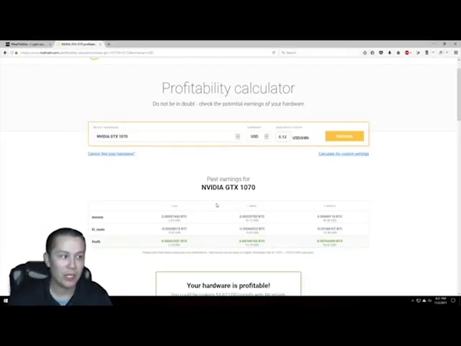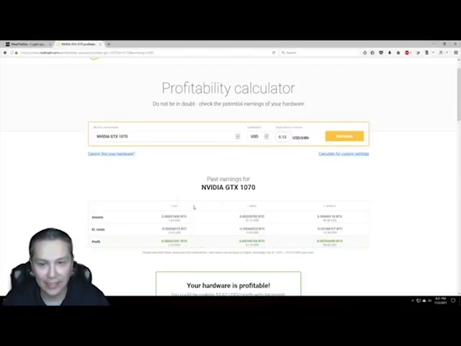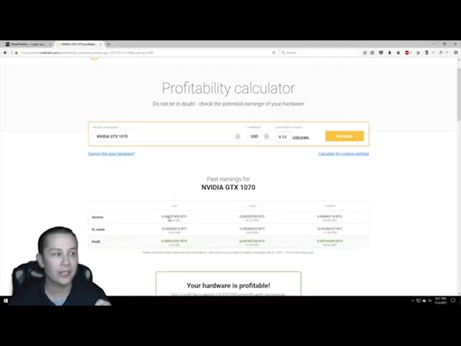So your daily earnings, and when I say earnings, we're looking at the full income. We're not taking out your electricity bill just yet. We're only looking at your income. We're going to go into your profits, which is down here, in just a second. But first I want to emphasize that your income would be $2.63.